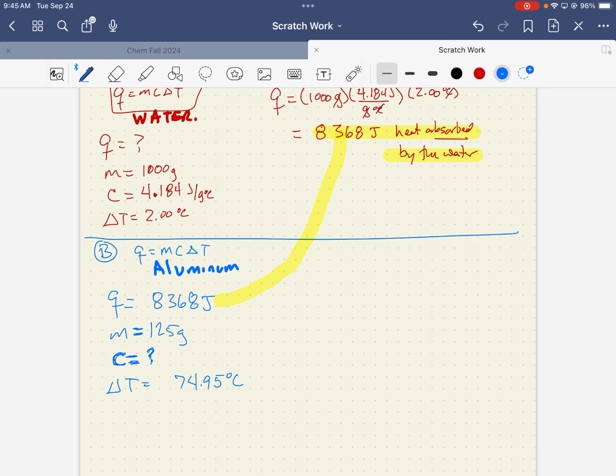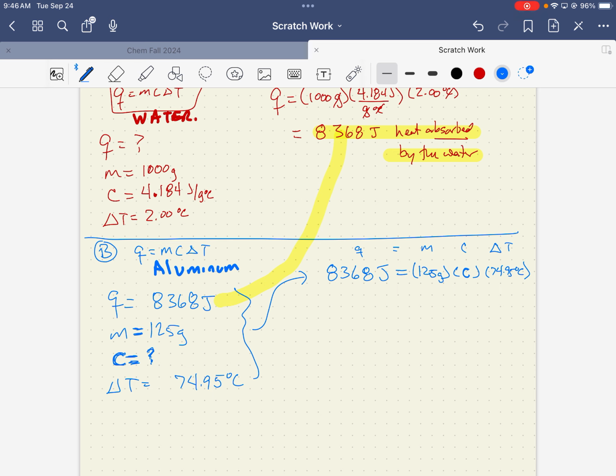Okay, so now, just like I did before, I'm going to plug these numbers in to Q equals MCΔT. So I'm going to start with 8,368 joules, which is Q, equals my mass is 125 grams, M. Our C is what we're looking for, so I'm going to leave that as C. And our delta T, our change in temperature, was 74.95 degrees Celsius.